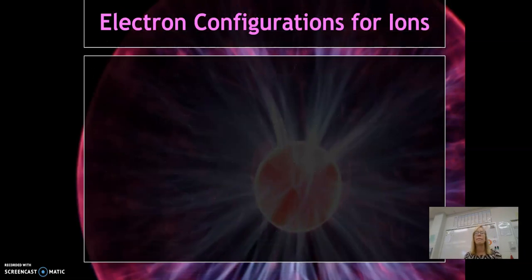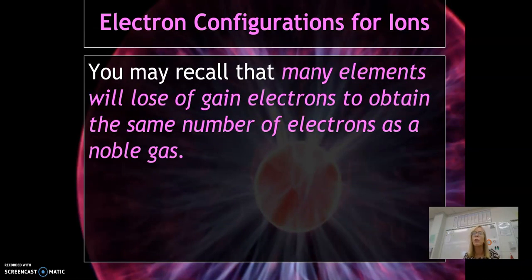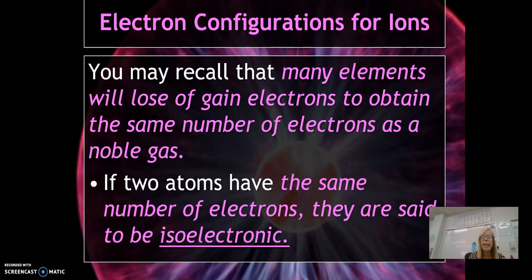Now, we talked a little bit on Monday and Tuesday about electron configuration for ions. Remember, elements can lose or gain electrons to obtain the same number of electrons as a noble gas. If two atoms have the same number of electrons, they are said to be isoelectronic. So make sure you underline or highlight that term. Isoelectronic means they have the same electron configuration. And you're like, well, how can that happen? One of them will have to be an ion. So one would be the element, the other would be the ion.